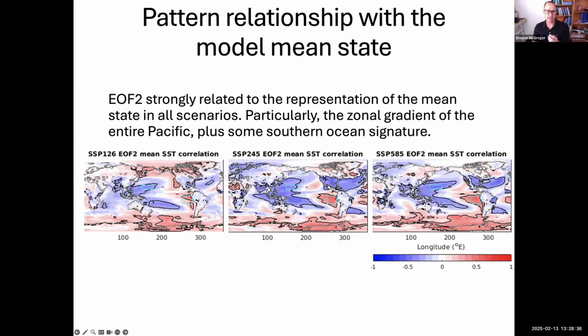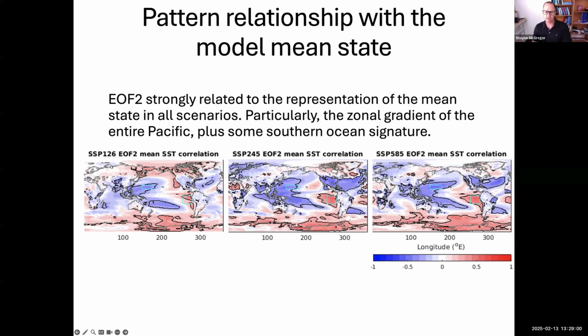The pattern is very similar, and it looks like it's related to a broader zonal gradient across the Pacific, including the entire tropics and extratropics. You can see that there's largely a strong negative weighting in the Western Pacific Ocean and a positive weighting in the Eastern Pacific.